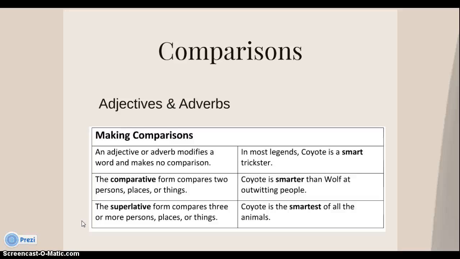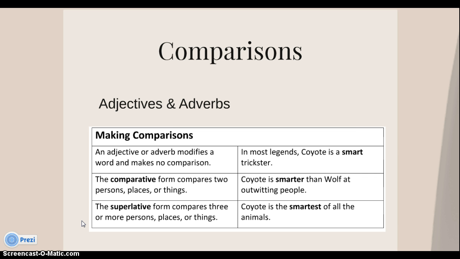You can use adjectives and adverbs as modifiers without making a comparison, like in the first box, and look at the example. In most legends, Coyote is a smart trickster. We're not comparing Coyote to anything, but we're using the adjective smart to modify the word trickster. Then we can talk about comparing Coyote to other things. So first we're going to talk about the comparative form.